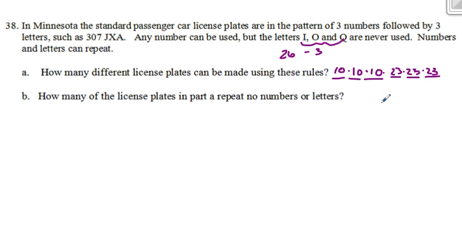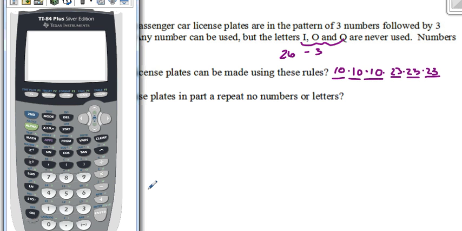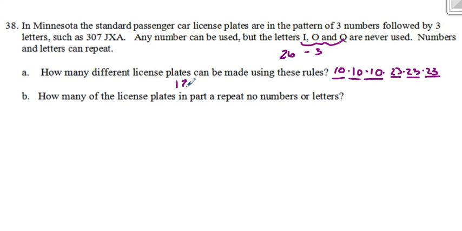So now I'll pull up my calculator. And let's see. 10, well, that's to the 3rd power, right? Times 23, also to the 3rd power. And there's our answer, 12,167,000 different license plates that can be made.